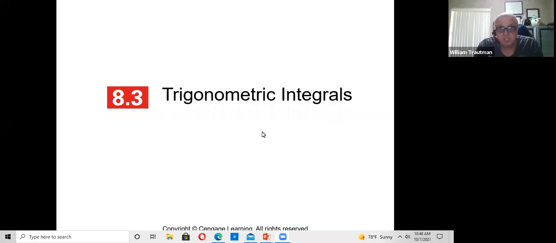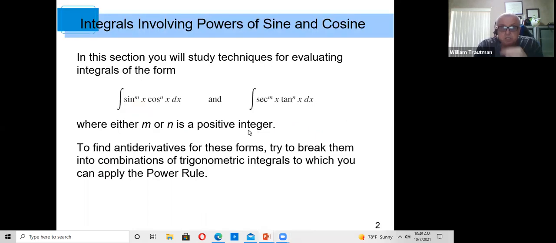Okay, this is section 8.3, trig integrals. Let's take a look at the first slide.